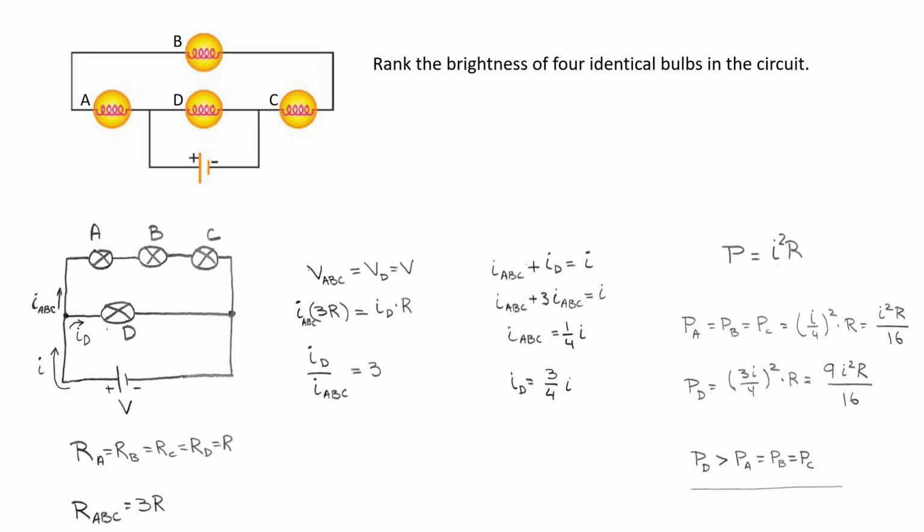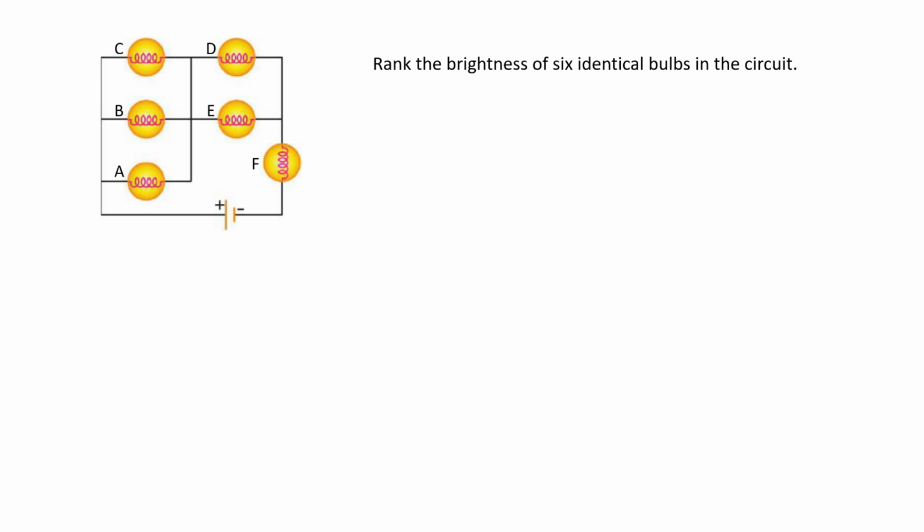I hope this is clear to everyone. Now, let's look at the second problem. Again, we are given a circuit, this time with 6 identical bulbs, and we have to rank them according to their brightness. Again, we're going to start off by redrawing this circuit so it's clear how to assess the resistance, current, and based on that, the power generated by these bulbs.